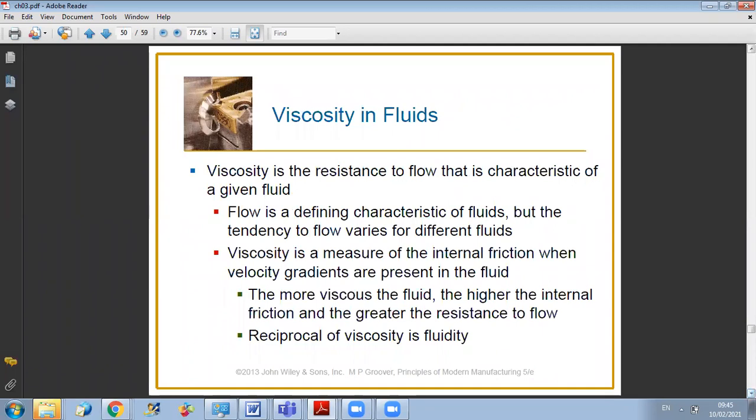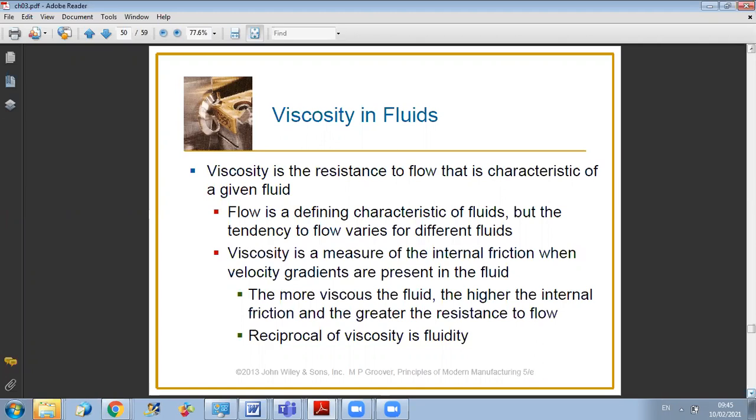Now, since we are interested in fluids, because a lot of manufacturing processes are performed with materials in the fluid state, we should define what are the main properties of fluids. And viscosity is one of the main fluid properties. If you have taken fluid mechanics, you will be familiar with it. If not, it's not a problem. We will see the definition of viscosity together.